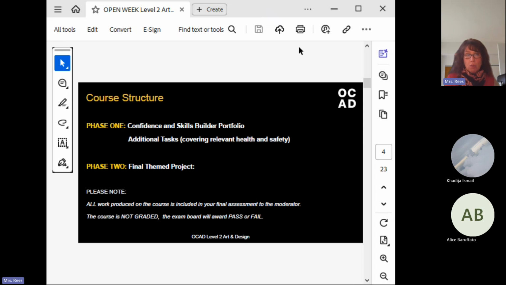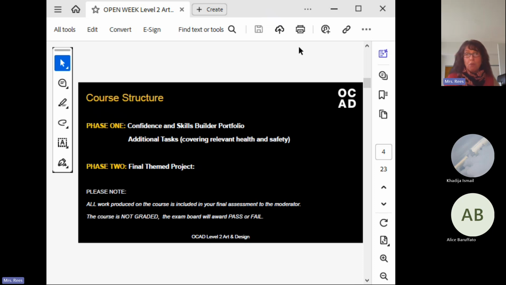Within that phase, there's also something called the additional tasks, because the criteria requires us for you to show that you are working safely. So we've got 3 small tasks there that will cover that and also get you working safely, because obviously we can't see you working online, so we want to give you information about how to work safely and implement that in your own practice. So that's phase 1.